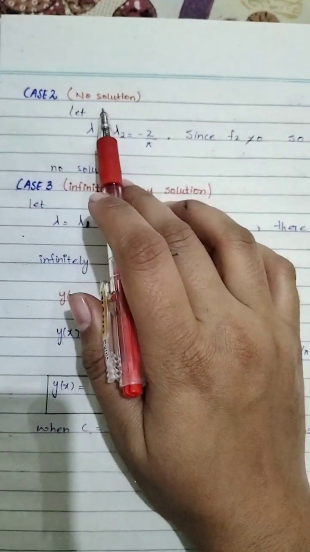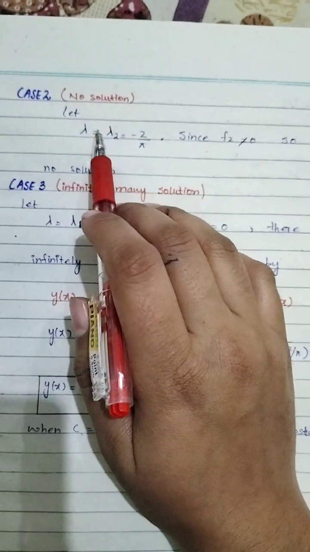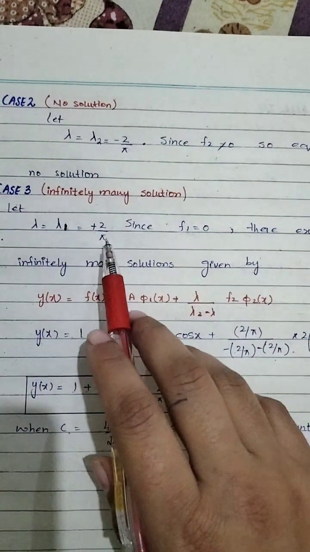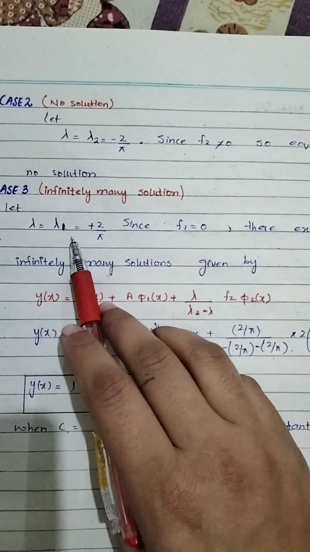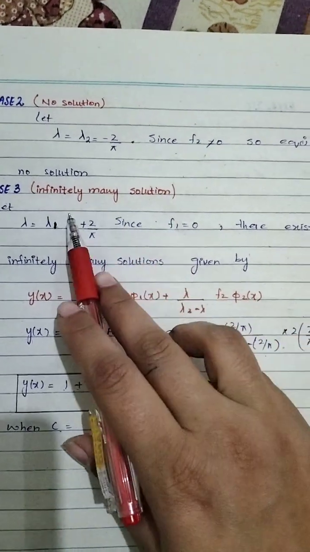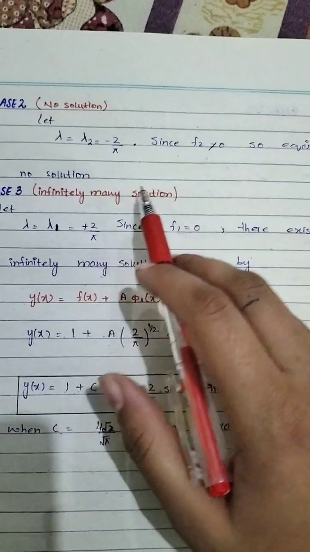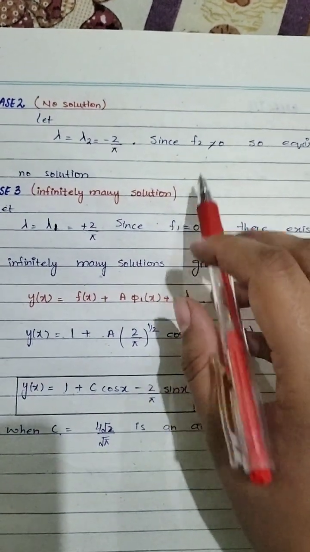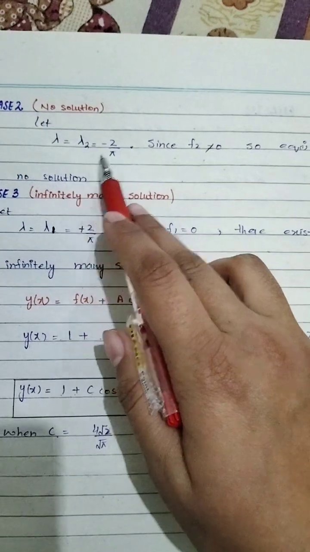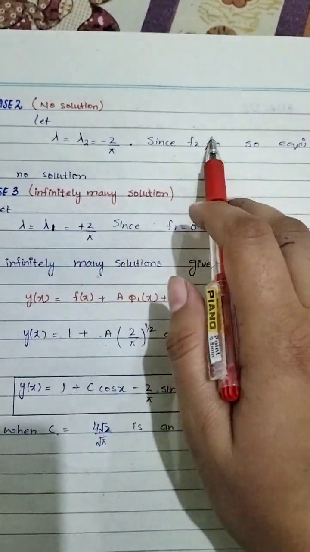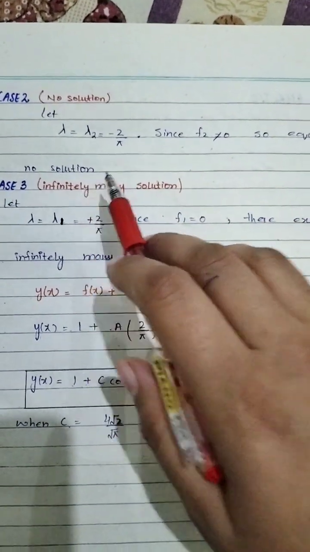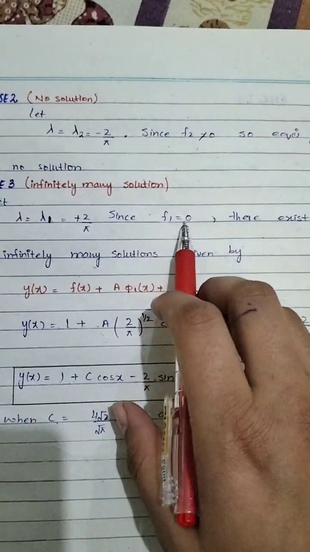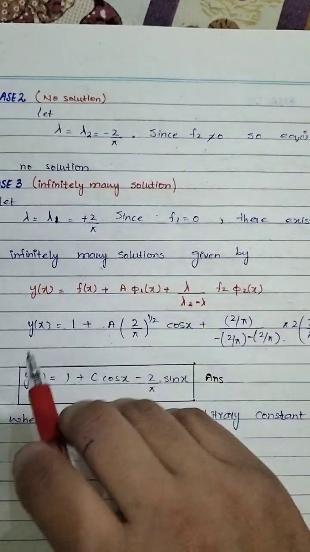Now case 2, no solution, happens when lambda is equal to lambda 2 and f2 is not equal to 0. In case 3, infinitely many solutions, when lambda is equal to lambda 1 and f1 is equal to 0, we get infinitely many solutions. The difference between infinitely many solutions and no solution is that here f1 is equal to 0, while there f2 is not equal to 0, so we get no solution. When lambda is equal to lambda 1, which is equal to 2 by pi, since f1 is equal to 0, there exist infinitely many solutions.